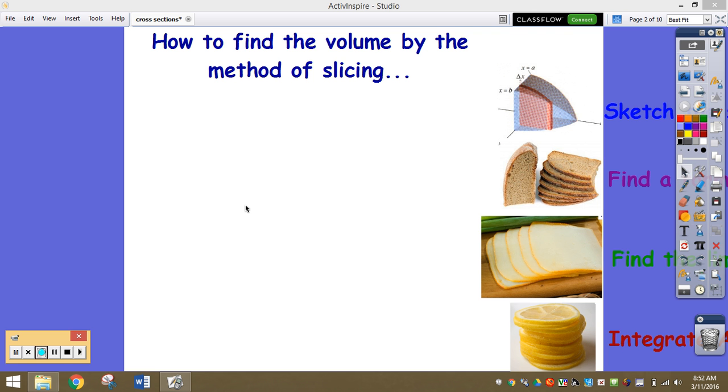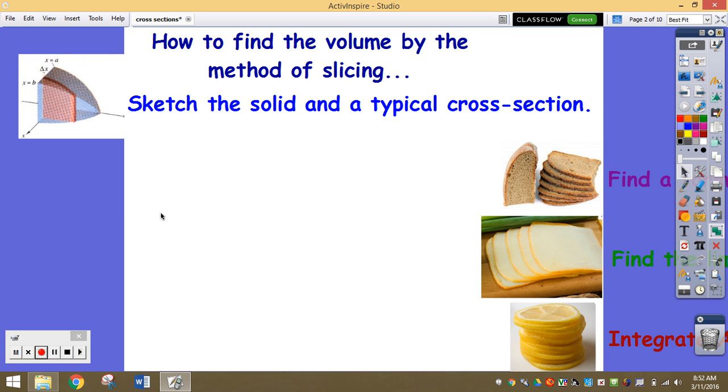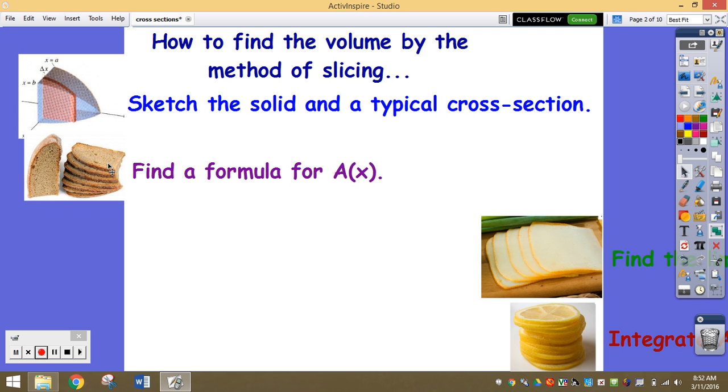So the method that you will use to find the volume by cross sections is, first, it's a good idea to sketch the solid and what a typical cross section looks like, because the shape of the cross section will dictate what type of area formula you're using. Once you've done that, you find the formula for area. So if it's a circle, it's pi r squared. If it's a square, it's s squared, and so on.